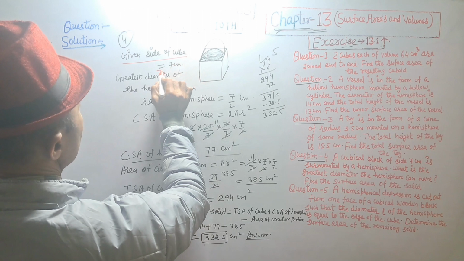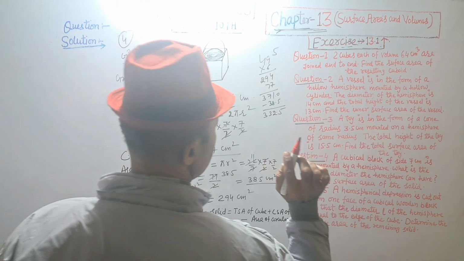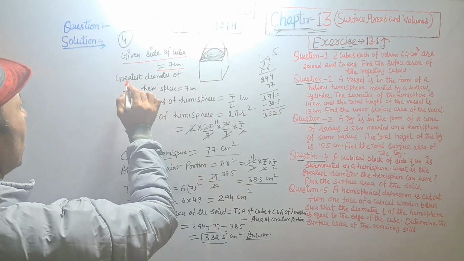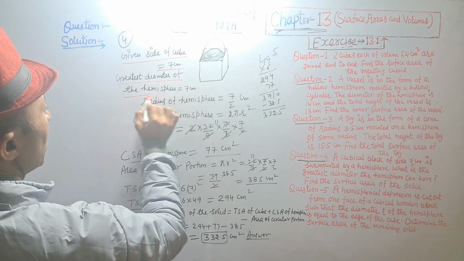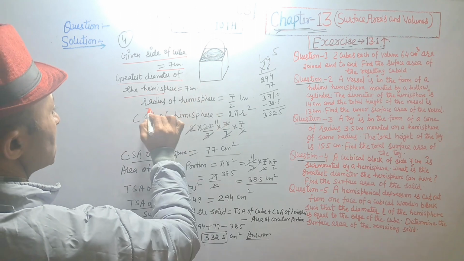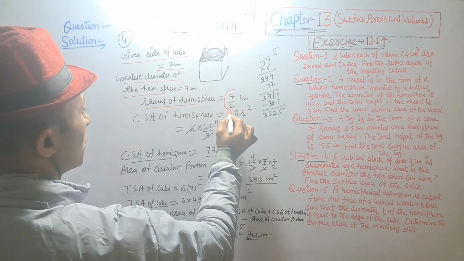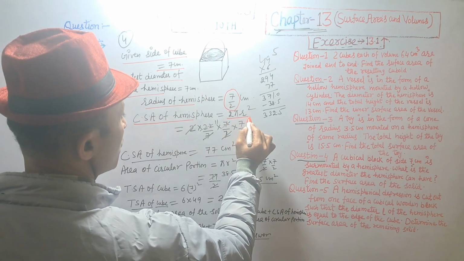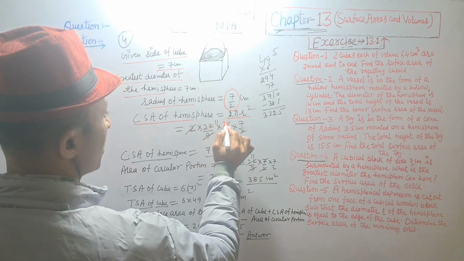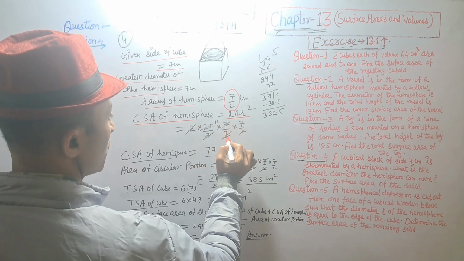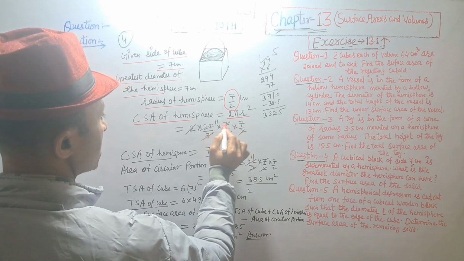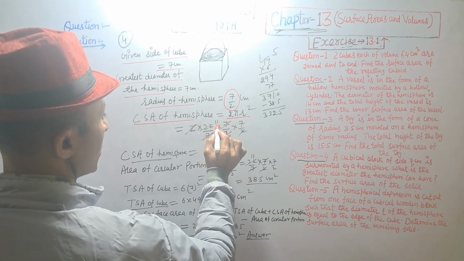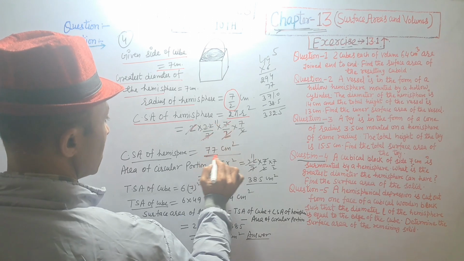Given side of cube is equal to 7 centimeter and greatest diameter of hemisphere is 7 centimeter. Its radius is equal to 7 upon 2 centimeter. Curved surface area of hemisphere is equal to 2 pi r square, 2 into 22 upon 7 into radius is 7 upon 2 into 7 upon 2. 7 7 is cancelled, 2 2 is cancelled, 2 11s are 22 and 11 7s are 77 centimeter square.